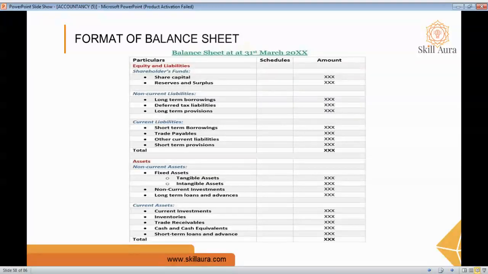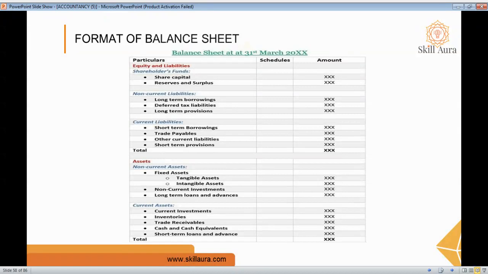This is the format of a balance sheet. Here it has three columns, that is particulars, schedules, and amount. Schedules I'll teach in the next class. In particulars, the first heading is equity and liability. As I told, the balance sheet is divided into two sections, one is asset and the other is liability and equity. Here in equity and liability there are three subsections: shareholder fund, non-current liability, and current liability.